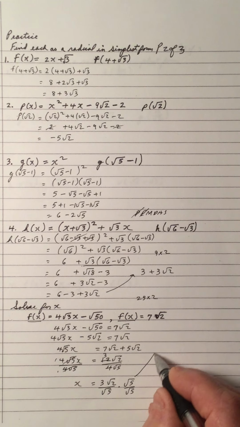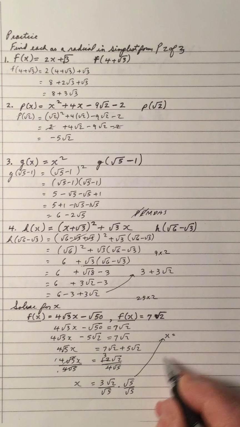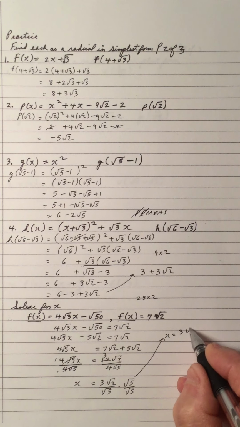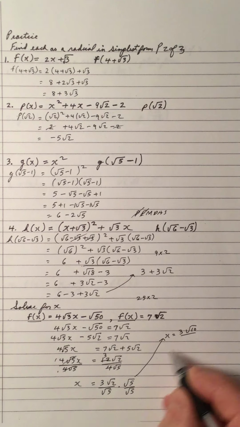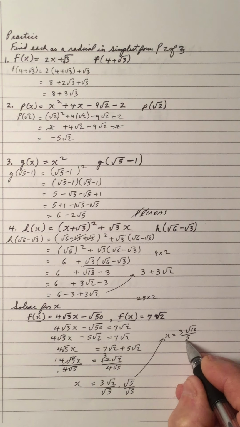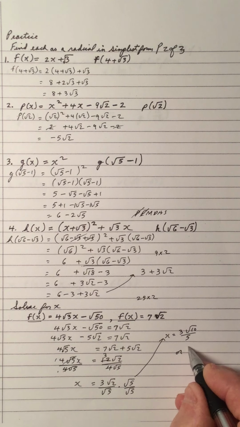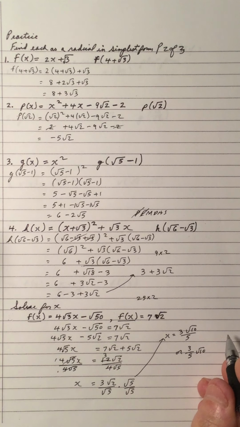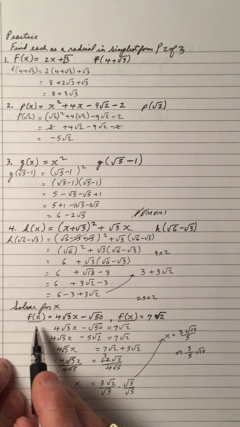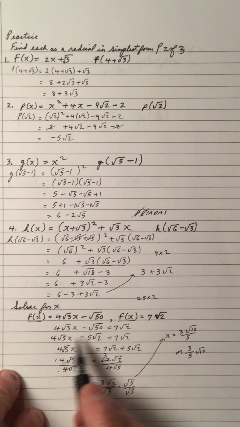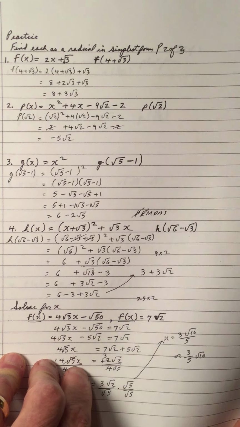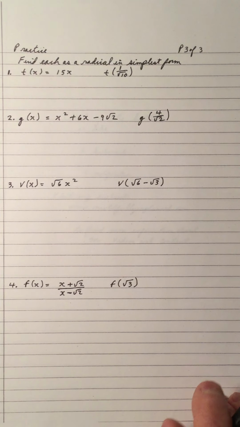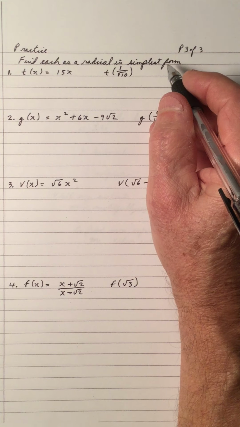And that gives me 3. Root 2 times root 5 is root 10, and root 5 times root 5 is 5. So that's the answer. Or you could have 3/5 root 10, your choice. But notice they're both equal to each other, so we're solving the equation. Let's continue. More practice. Find each radical in simplest form.